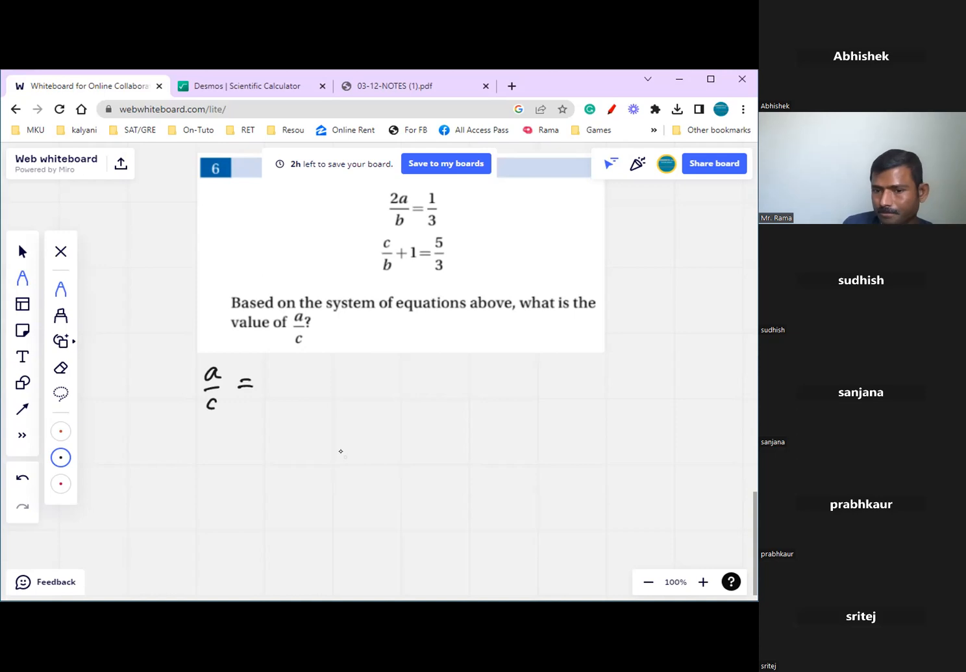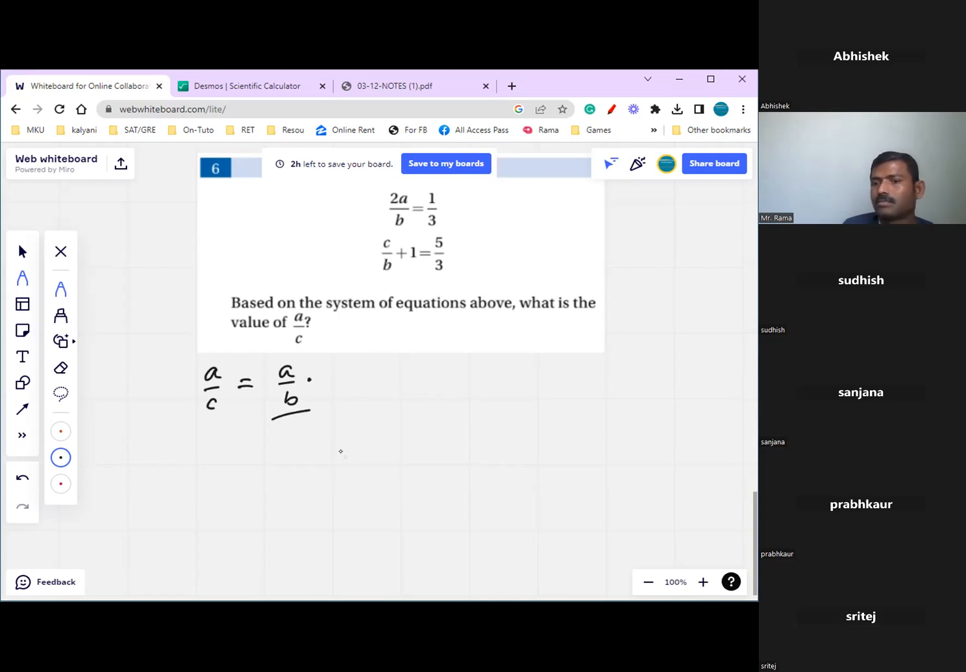A over b, since I have the a over b, times maybe b over c. Let's see, okay. If I do the b over c, is that going to work? Okay, b over c, or maybe c over b.